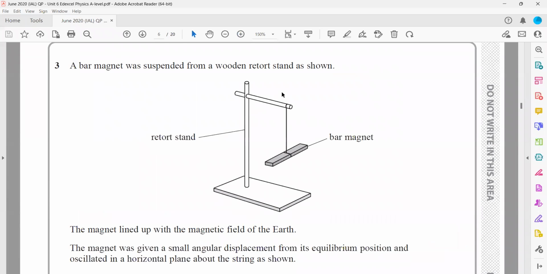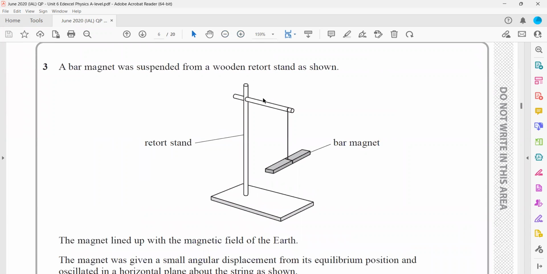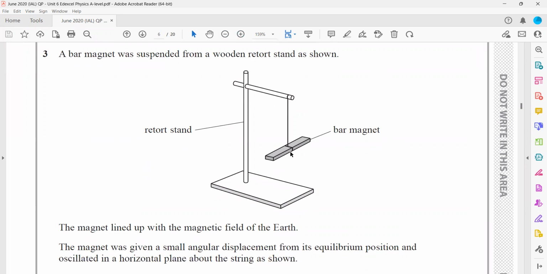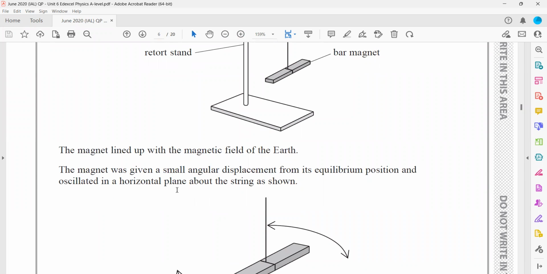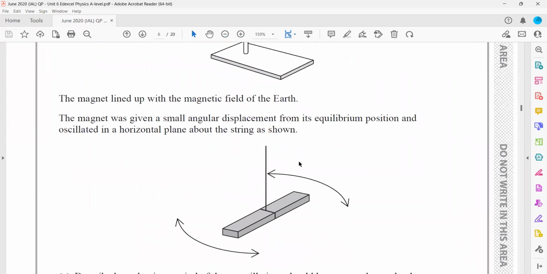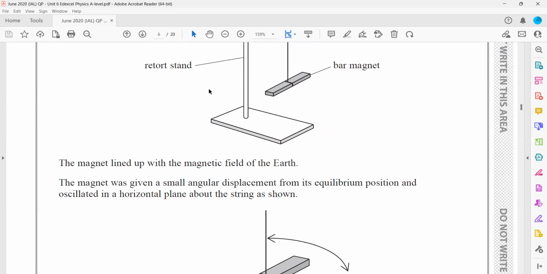Then question 3: a bar magnet was suspended from a wooden retort stand as shown. The magnet lines up with the magnetic field of the earth. The magnet was given a small angular displacement from its equilibrium position and it oscillates in a horizontal plane about the string. So first the magnet is aligned according to the Earth's magnetic field. Then we disturb this magnet slightly, rotating it clockwise or anti-clockwise, and then we leave it. When we leave it, what will happen? It will start to vibrate, oscillating in the plane.